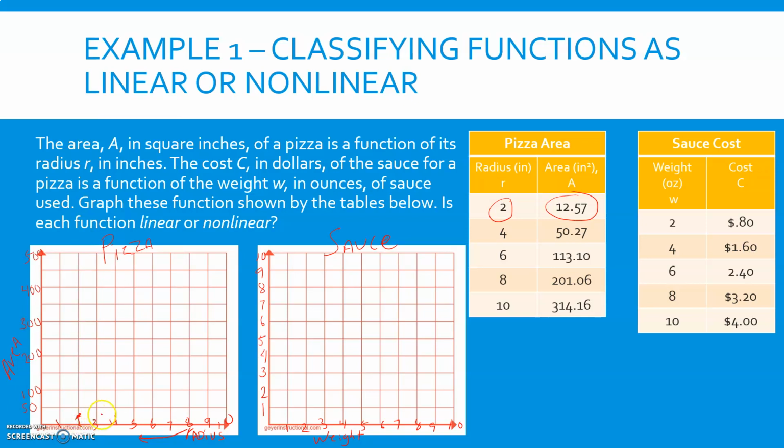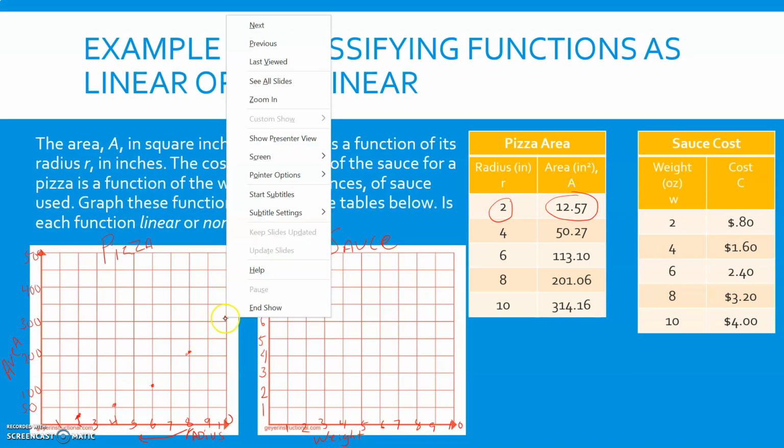And then 4, 50.27, just above 50 right there. And then 6, 113.10. And so we go over to 6 and up to 113. And then we have 8, 201, which is here. And then we have 10 and 314.